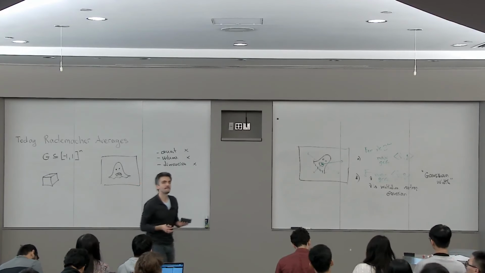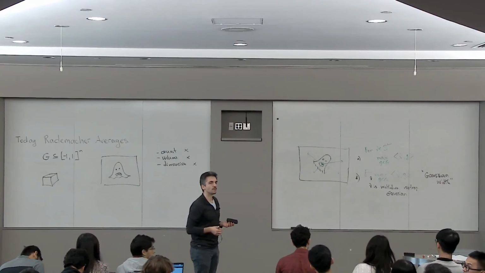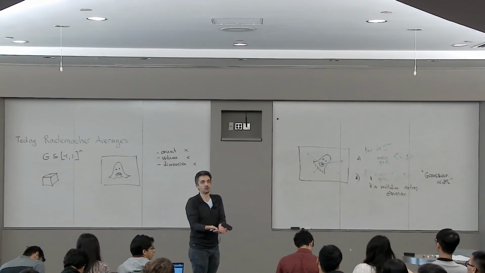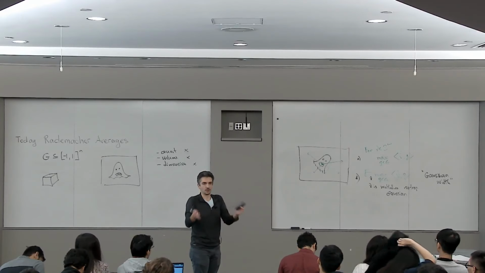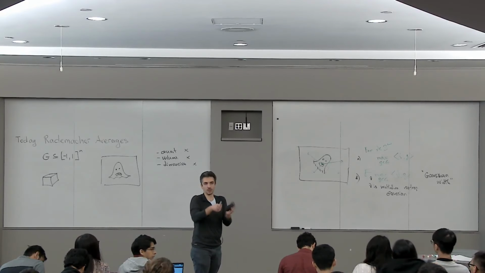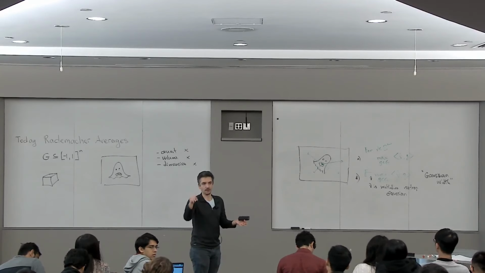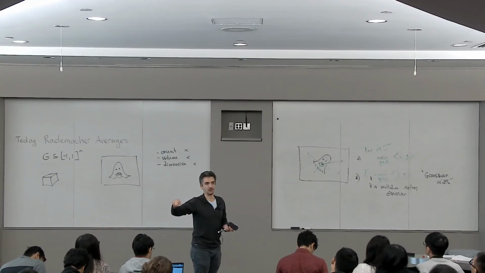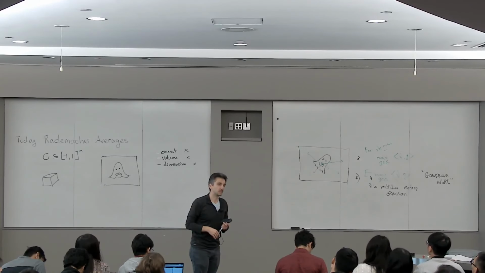Yes? What's the distribution? If it's on a sphere, I think of it as uniform on the sphere, and if it's an isotropic Gaussian, it's just N(0, identity). It's symmetric, yes.